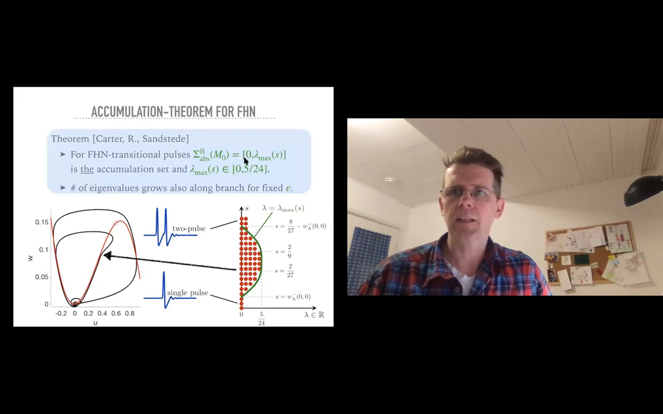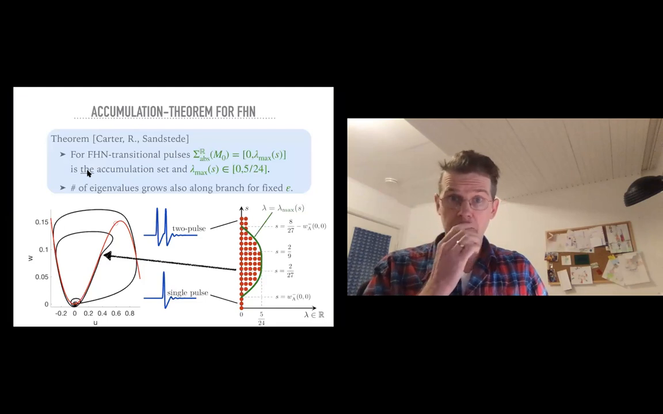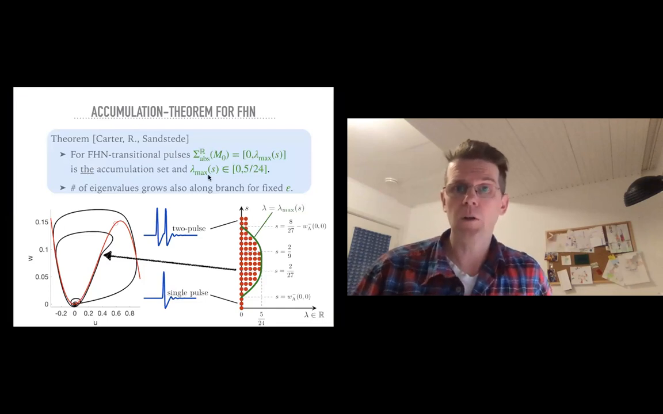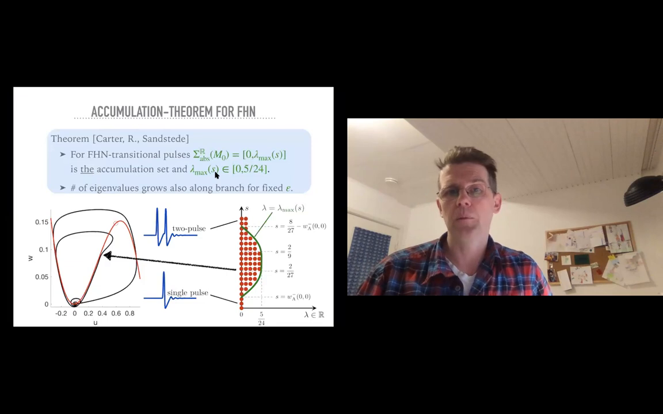And in this case, this is actually the only set where this happens. So it is actually the accumulation set. And one can now compute what I said before, that this maximum part of lambda lies in this interval, and this funny value 5/24 occurs.